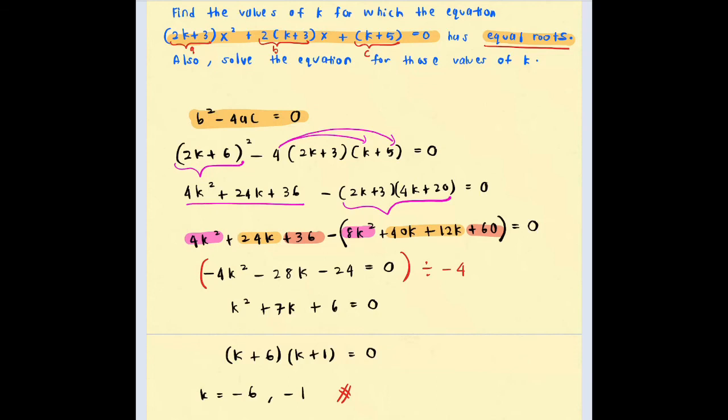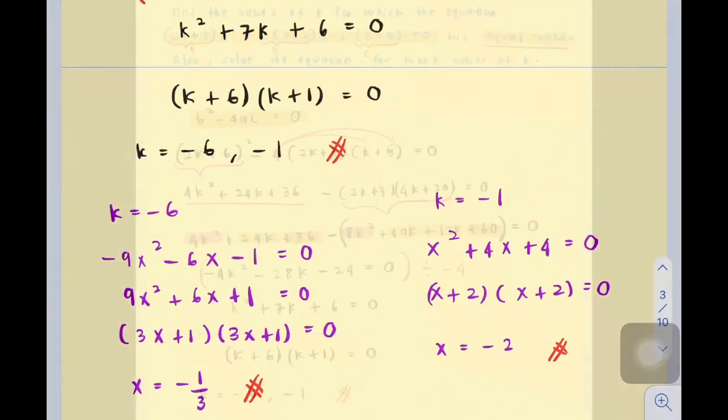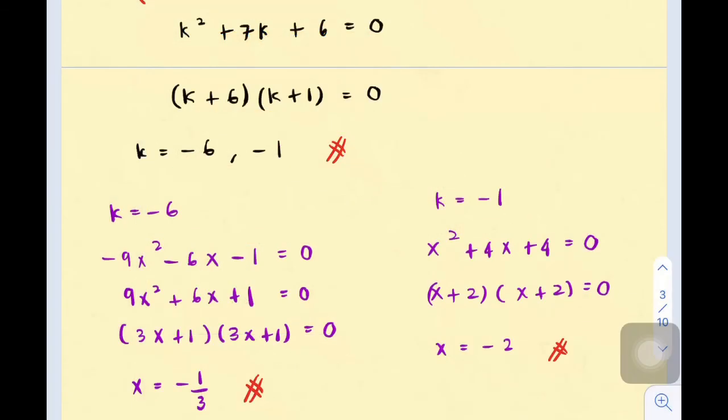One is k equal to minus 6. Another one is k equal to minus 1. So just fill in the value of k here. For the first one, k is minus 6. So again, you get a quadratic. To make our job easier, just multiply both sides by minus 1. So you get a positive a here. So just use the calculator. The answer now is x equal to minus 1 over 3. So you just got 2 equal roots.